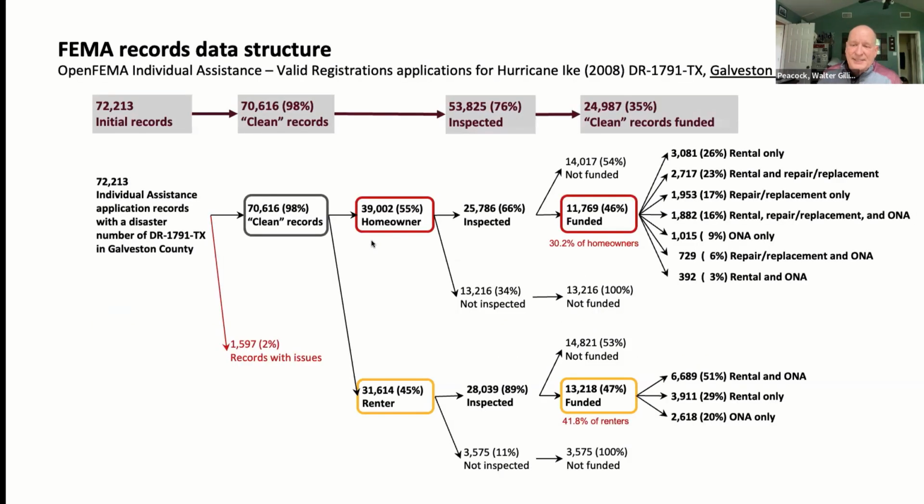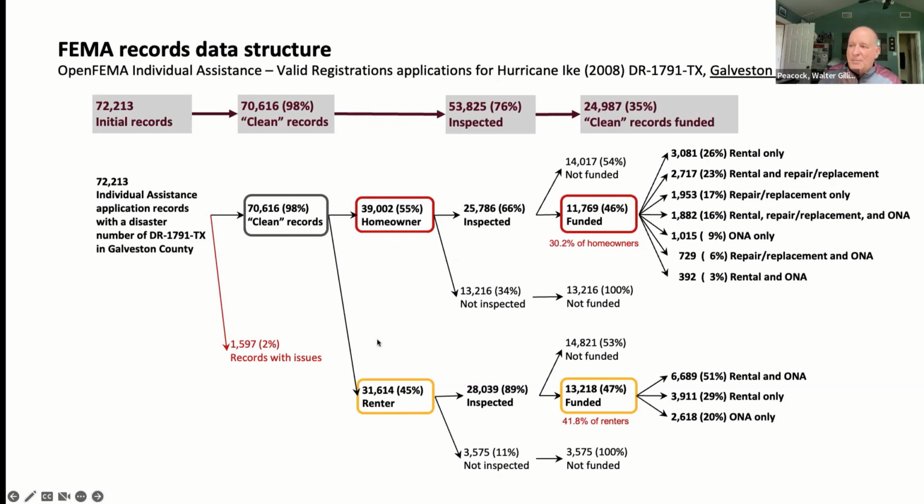This kind of gives you a sense of the breakdown for Galveston. So there were 72,000 applications. This is for Galveston County. In the state, there were 700,000 applications. So that gives you a sense, okay? 98% seem to be workable. We can talk about that if you're interested.